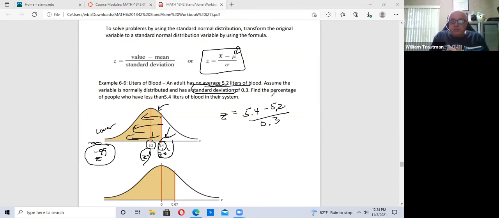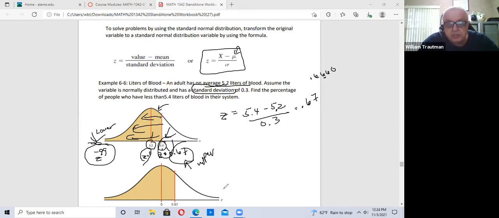So if I put that in my calculator, I get 0.6666. Round all Z values to 2 decimal places, so I get 0.67. So the Z value here is 0.67. This is my lower, this is my upper, and I want to find out what percent is shaded in. So I'm going to go to my calculator. Negative 99 and 0.67.